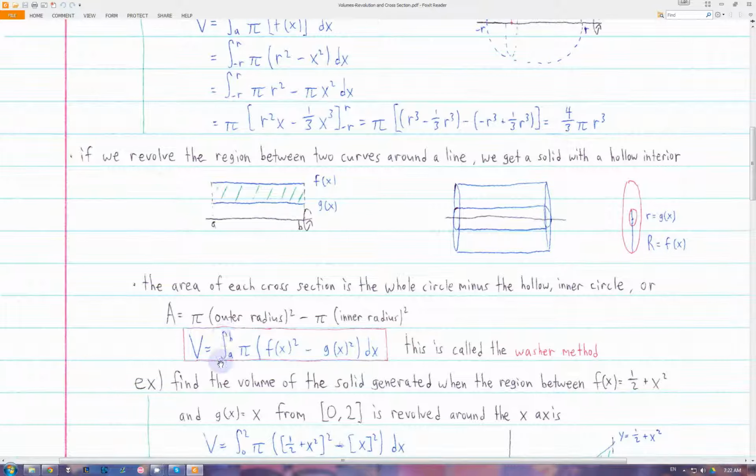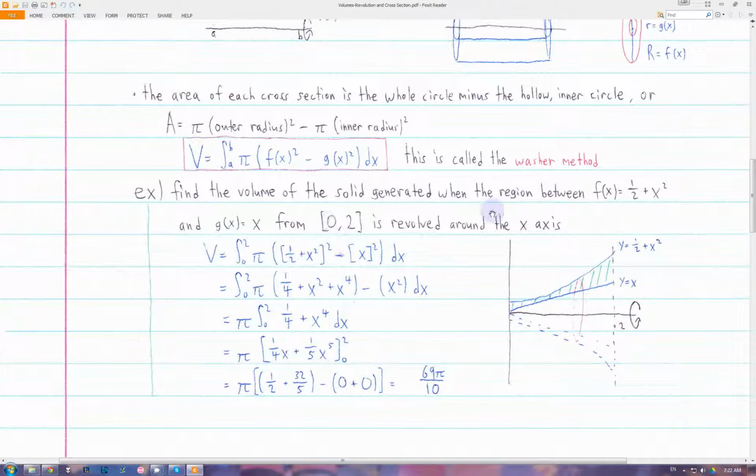So then the general formula, if we revolve around the x-axis, is the integral from a to b of pi times f of x squared minus g of x squared. And remember, this is just the outer radius squared minus the inner radius squared. It's only f of x and g of x if you revolve around the x-axis. And this is called the washer method.